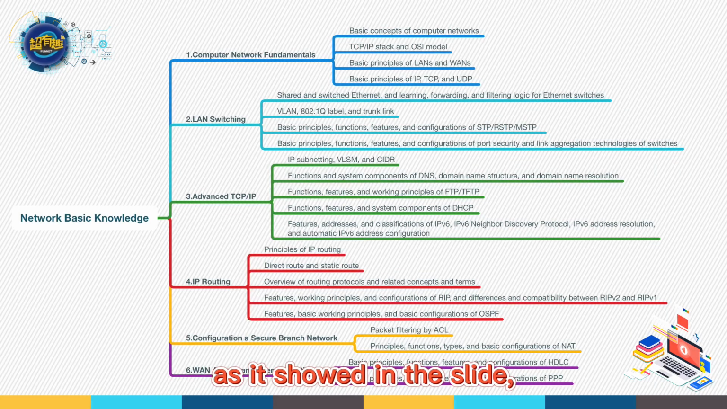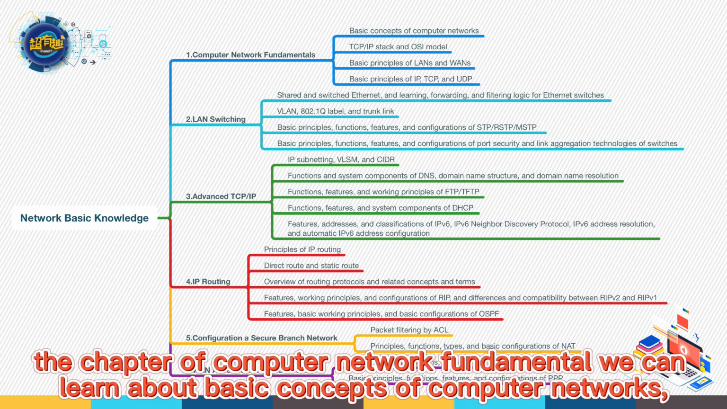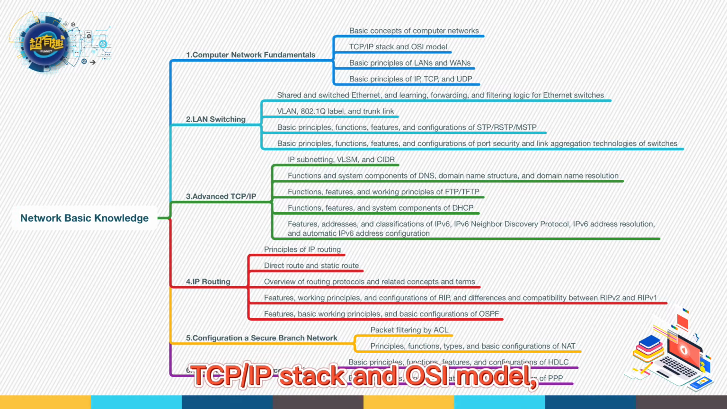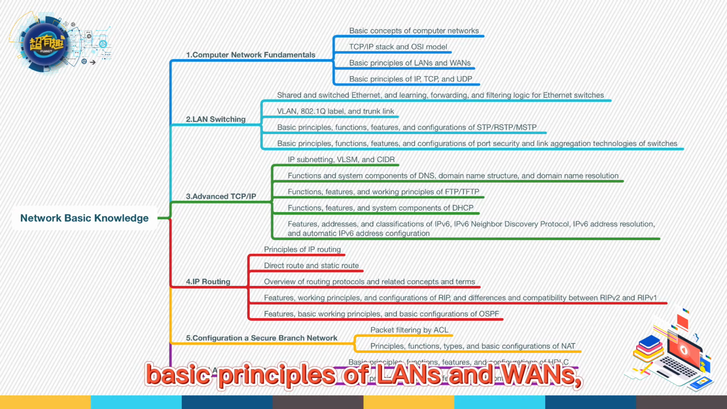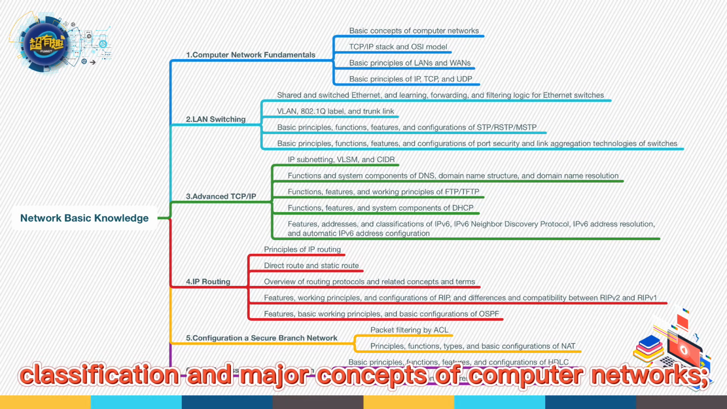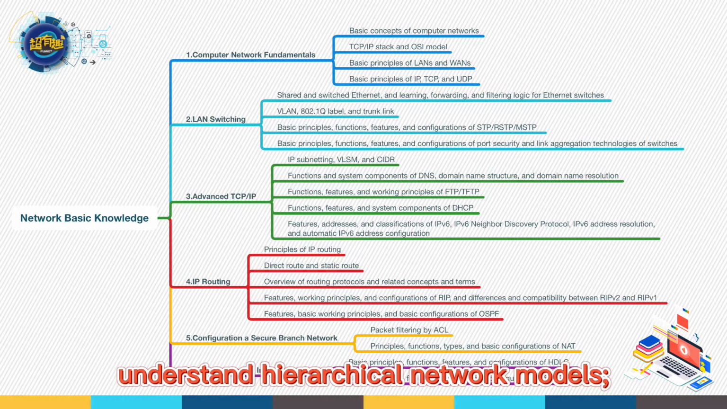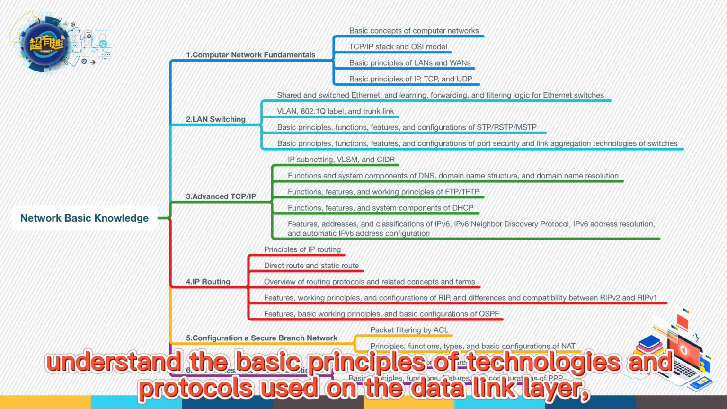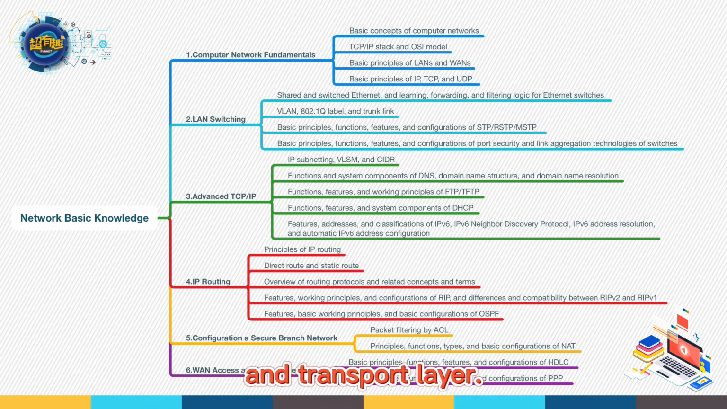As is shown in the slide, in the chapter on computer networking fundamentals, we can learn about basic concepts of computer networks, TCP/IP stack, and OSI model, basic principles of LANs and WANs, basic principles of IP, TCP, and UDP. During the chapter, we can master the definition, classification, and major concepts of computer networks, understand hierarchical network models, and understand the basic principles of technologies and protocols used on the data link layer, network layer, and the transport layer.